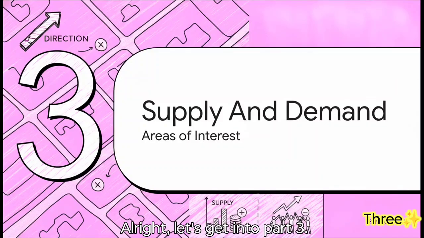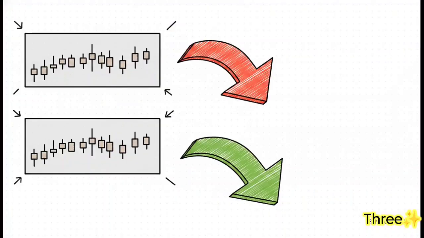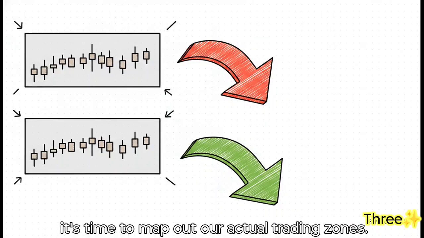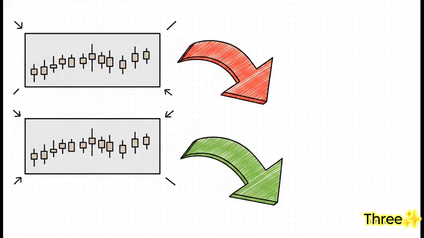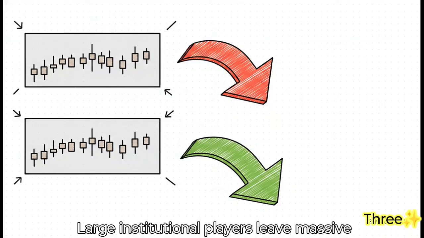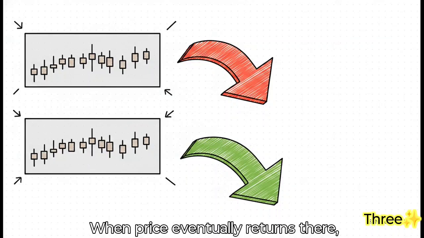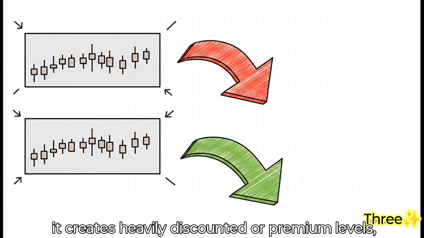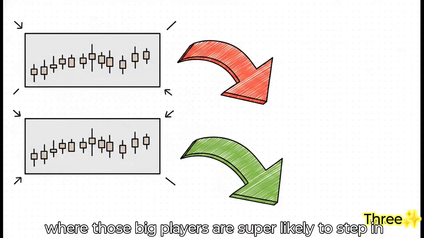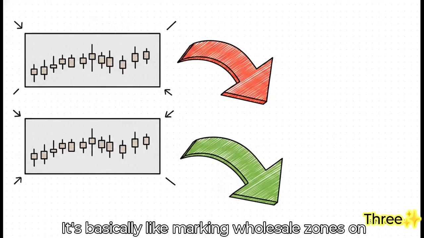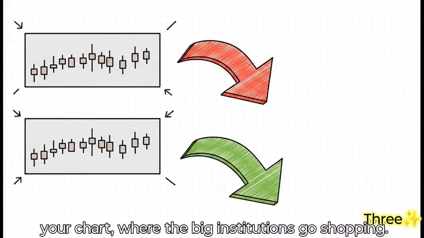All right, let's get into part three, mapping supply and demand. These are our key areas of interest. Once we've got that higher time frame trend locked in, it's time to map out our actual trading zones. Think of demand zones as periods of consolidation right before a massive upward move. Supply zones, those are consolidations before a huge downward drop. Large institutional players leave massive footprints in these specific zones. When price eventually returns there, it creates heavily discounted or premium levels where those big players are super likely to step in again. It's basically like marking wholesale zones on your chart where the big institutions go shopping.